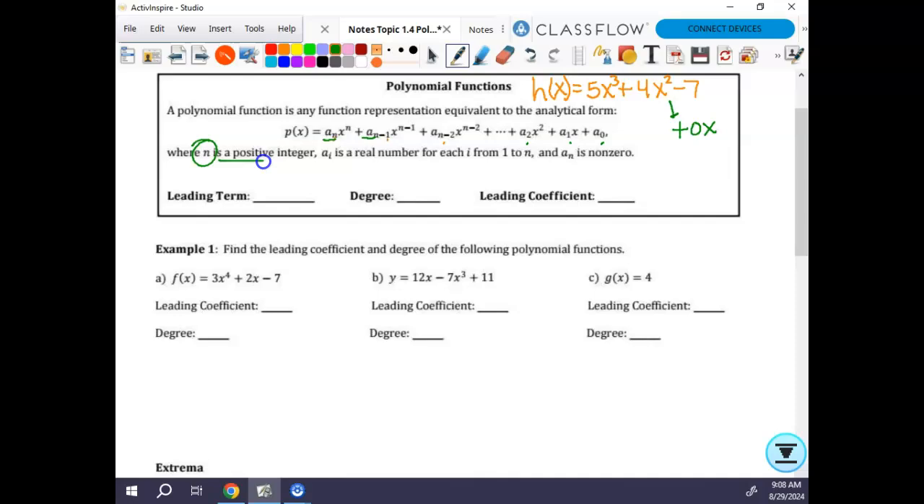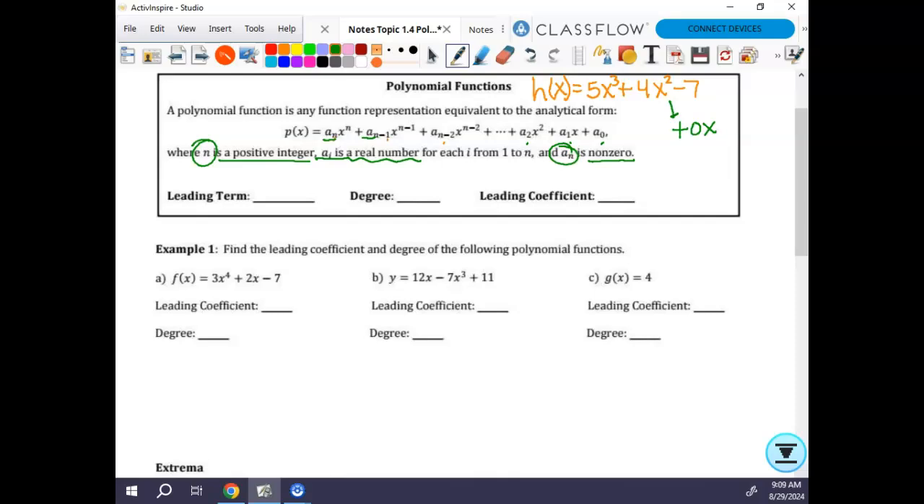n is always a positive integer. n can't be negative because then that puts a variable in the denominator and it's no longer a polynomial. a sub i, meaning any of the a's, is a real number, so no imaginary numbers as coefficients, and a sub n is non-zero. So basically, I can add the plus 0x. Everybody understand why I can do that? What I'm not going to do is put a 0x to the fourth first so that I can say it's a fourth degree polynomial. The very first coefficient can't be 0 because that doesn't make any sense. That's all that means there.